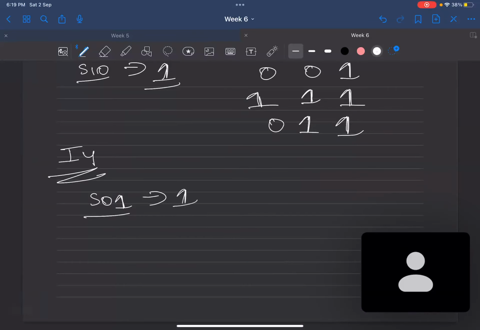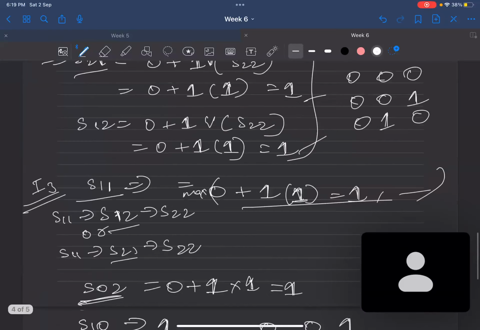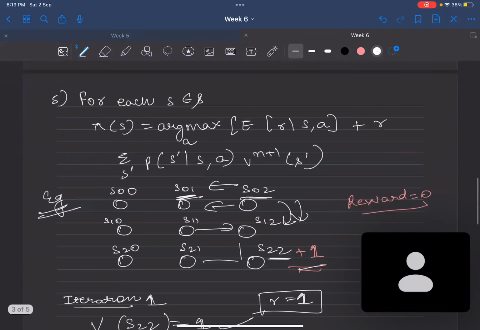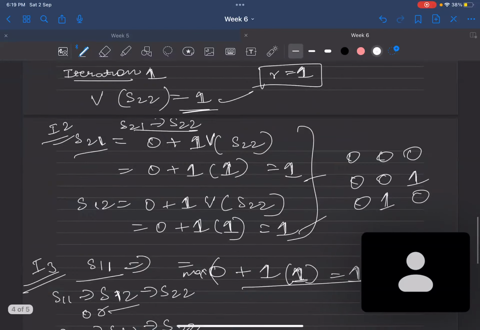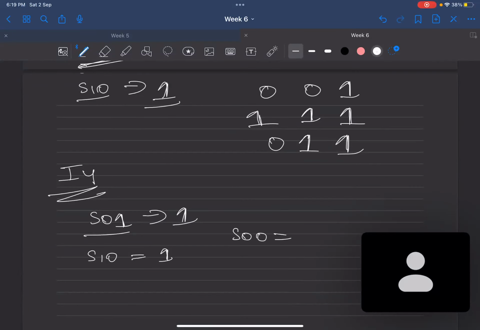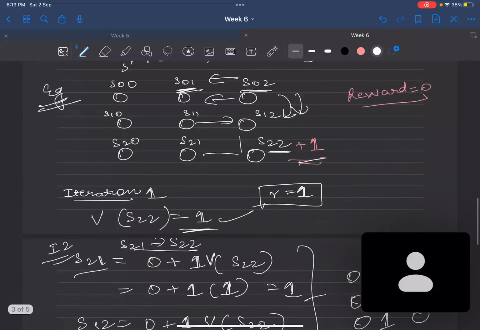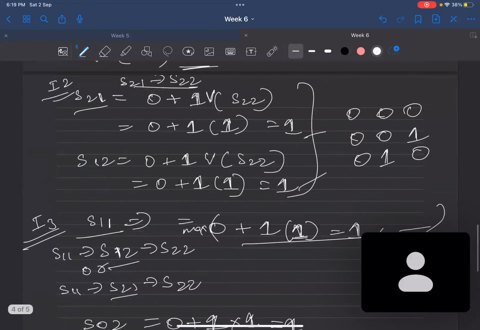Now S10: same thing. Up 0, right 1, down 1. So can I say it is also 1? Yeah. So S00 can go left, right or down, and both are 1, and the max is equal to 1. So basically with this I am getting the values.